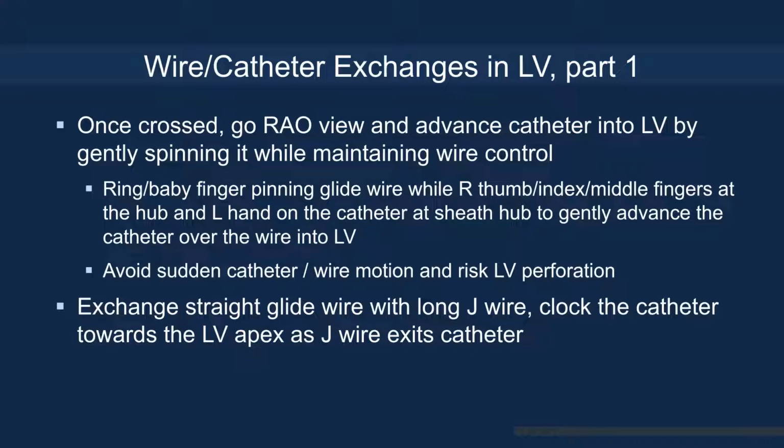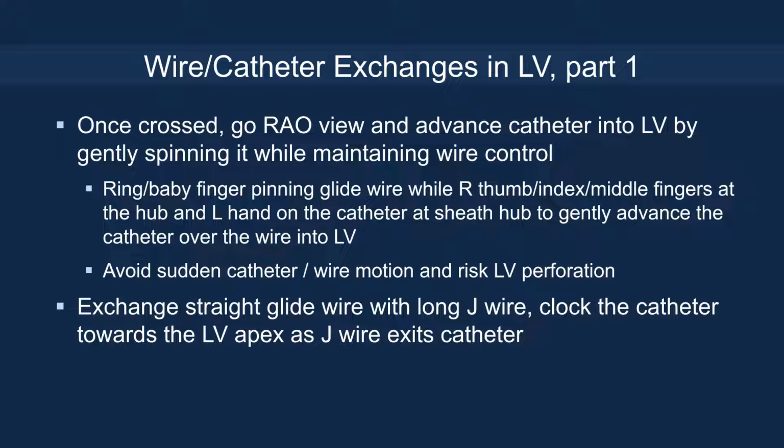you cross, you go to the RAO view and advance the catheter in the LV by gently spinning it while you maintain the wire control. So how you do that is typically have your ring and baby finger pinning the glide wire while you use a thumb, index and middle finger on the hub on the right hand, and then the left hand on the catheter at the sheath hub to gently advance the catheter over the wire. You want to avoid sudden catheter or wire motion and risk LV perforation.